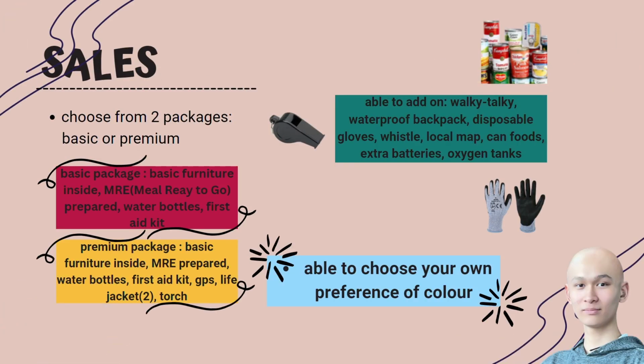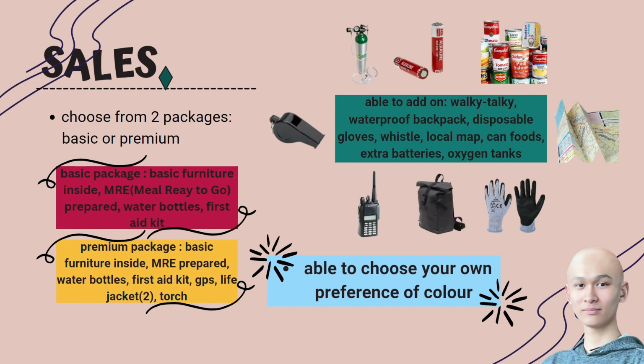On the sales part, on our website there are two packages to choose from, basic or premium. For the basic package, there is basic furniture inside, MRE which is meal ready to go, water bottles and first aid kit. For the premium package, everything in the basic package plus a GPS, 2 life jackets and a torch. You are also able to buy add-ons such as walkie-talkie, backpacks, gloves, whistles, local maps, canned foods, extra batteries or oxygen tanks. You are also able to choose your own preference color for your survival capsule.